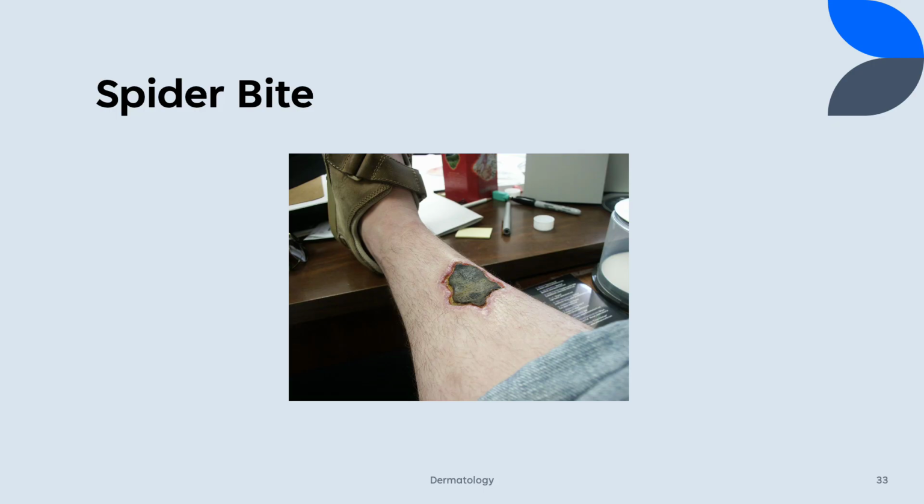Brown recluse spiders are venomous spiders primarily found in the central and southern United States. They are recognizable by their distinct violin-shaped marking on their back and their yellow-brown color. Symptoms of a bite typically begin with initial pain and redness at the bite site, which may develop into a blister or ulcer over time. In some cases, systemic symptoms like fever and chills may also occur, indicating a more severe reaction.